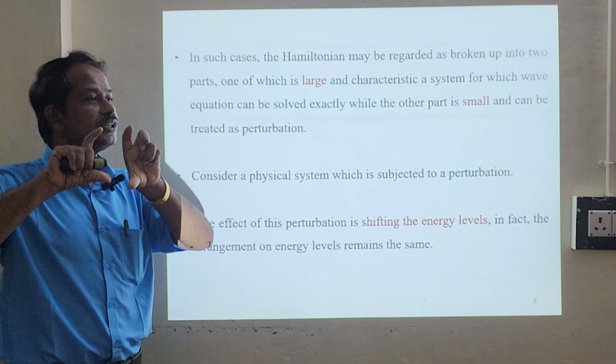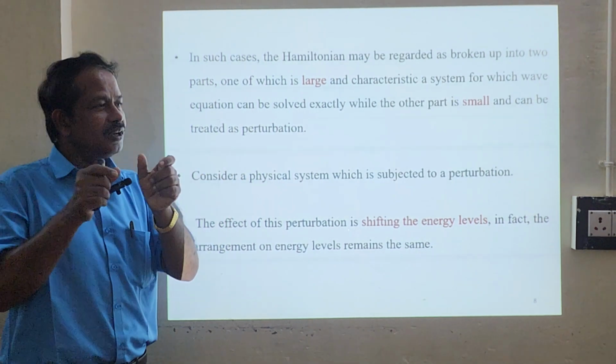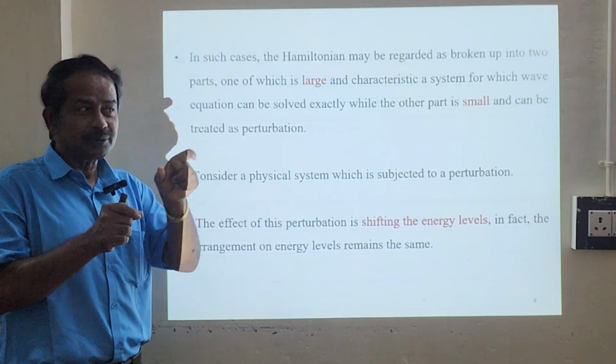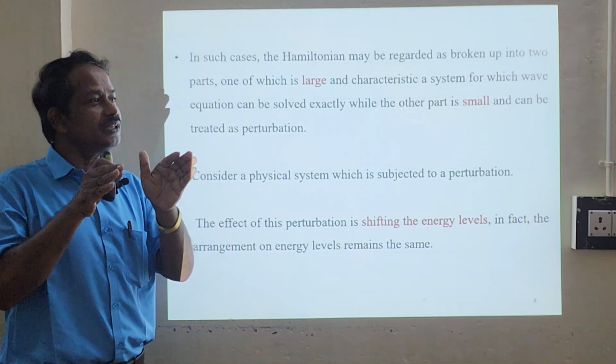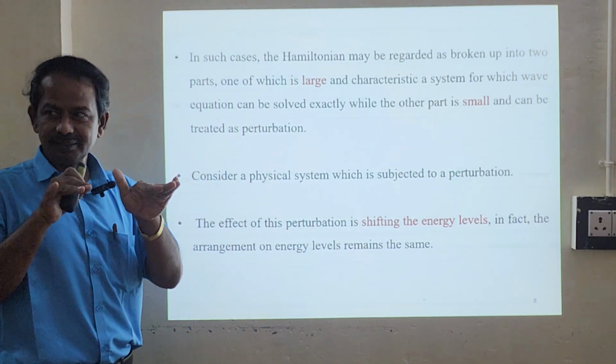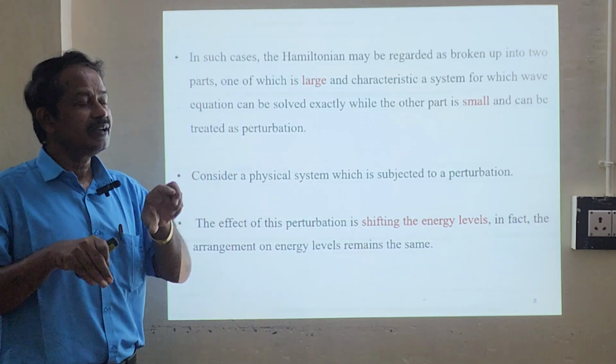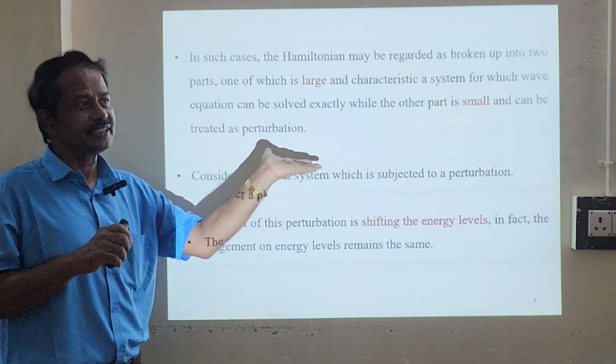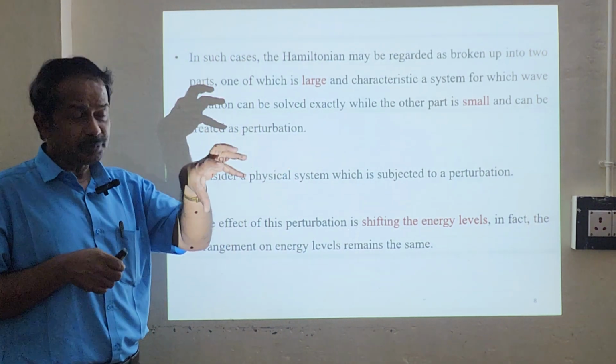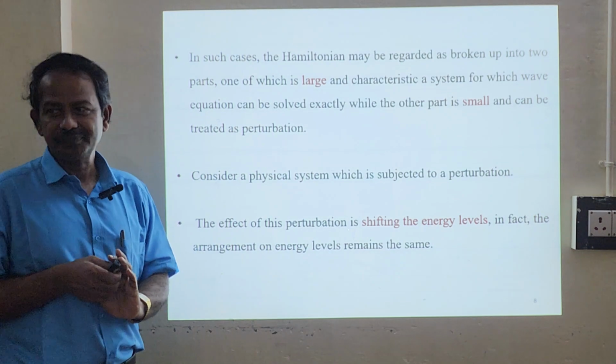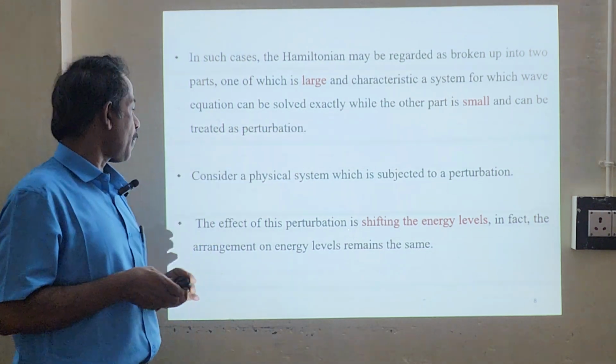So the total Hamiltonian is divided into two parts. One is unperturbed, another one is perturbed. For the unperturbed part, we will get an exact solution. The perturbed part we are going to treat as a perturbation term, and this perturbation should be very, very small.